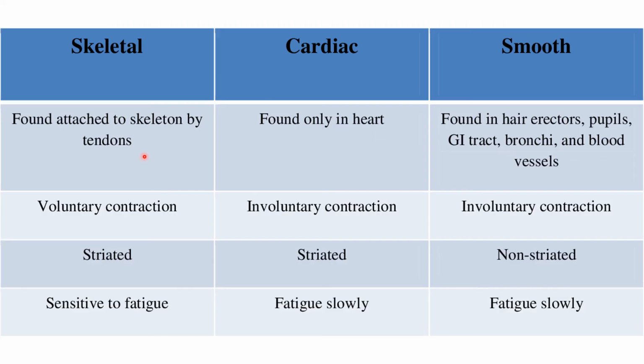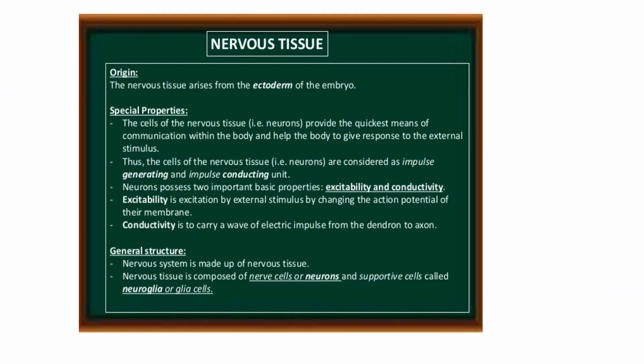Now let's see the difference between the three. Skeletal muscles are attached to the skeleton by tendons. Cardiac muscle is found only in the heart. Smooth muscles are found in the GI tract, blood vessels, pupil, etc. Contraction is voluntary, involuntary and involuntary. Skeletal and cardiac muscles are striated, while smooth muscles are non-striated. Skeletal muscle is sensitive to fatigue, that means it gets fatigued easily. Smooth muscle does not get fatigued easily, and cardiac muscle also does not get fatigued.